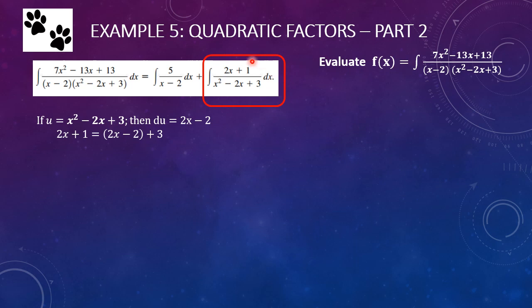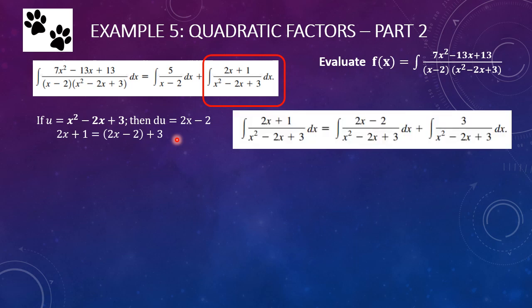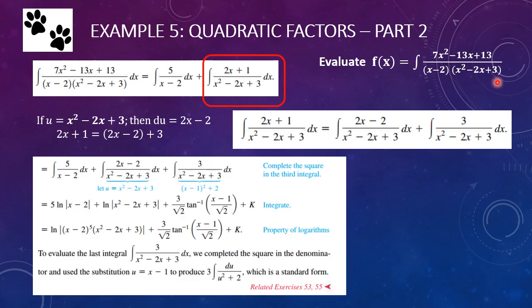So we can rewrite the numerator, which is 2x plus 1, as 2x minus 2 in parentheses plus 3. By doing that, I'm now going to separate the second integral into two integrals as well, one with 2x minus 2 as the numerator and one with positive 3 as the numerator. Okay, so the first integral is still pretty straightforward to solve. The second integral is not easy to solve. We need to use some of the skills that we learned in a prior chapter.